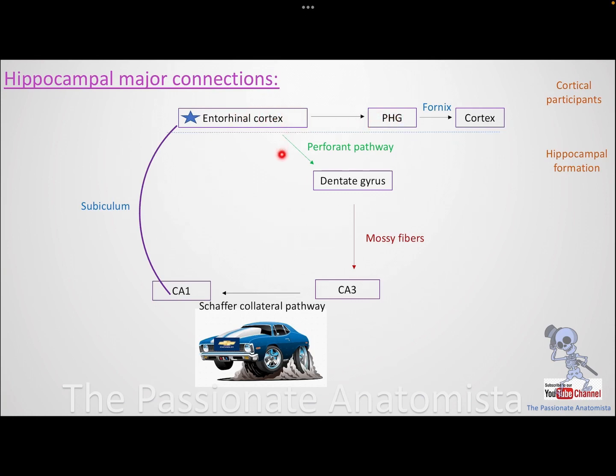So remember, now we talked about some structures and what is connecting them. The perforant pathway from the entorhinal to the dentate. From the dentate to CA3, mossy fibers. CA3 to CA1, Schaffer collateral. And then the subiculum, part of your hippocampus, the transition that will take you to the entorhinal cortex, which is part of the parahippocampal gyrus. That's why I don't have anything here, because they are part of each other.